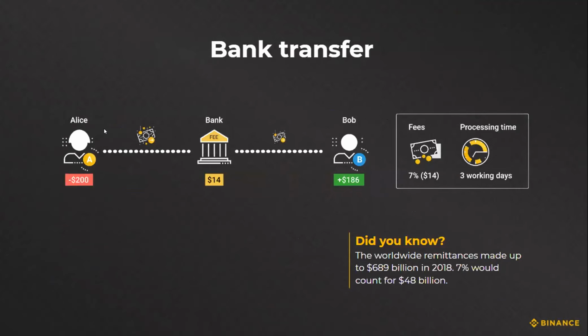Okay, let me start with bank transfer. This has happened to me a lot. I wouldn't want to mention the names of some intermediaries I've used to send money, but the fees are just terrible. So Alice wants to send money to Bob. Let's say she's sending $200. The bank will collect like $14. I've seen situations where it's way more than $14. And then Bob receives $156. Not fair. The fees are like 7%. Not cool. Processing time is 3 working days.